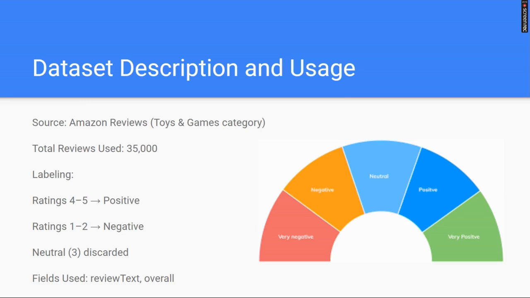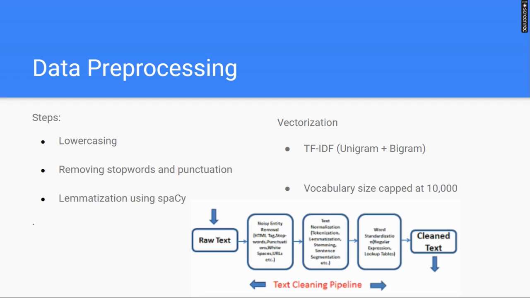Now that we have the data, we have to pre-process it, as it is a crucial step in NLP. Therefore, I pre-processed the text using standard NLP techniques, that is lower casing, removing stop words, and lemmatization. Then I converted the clean text to numerical form using TF-IDF, capturing both unigrams and bigrams with a max vocab size of 10,000.